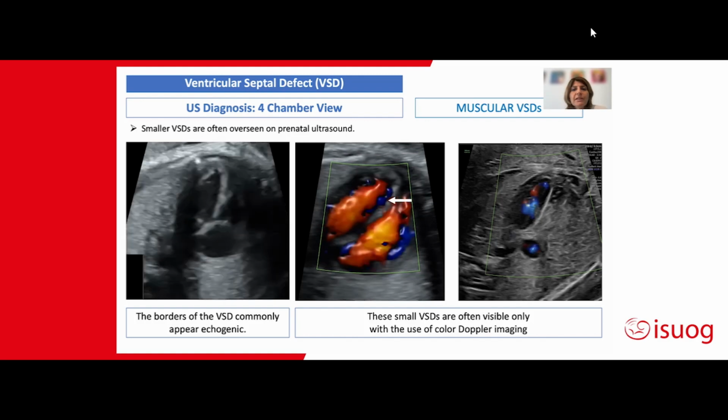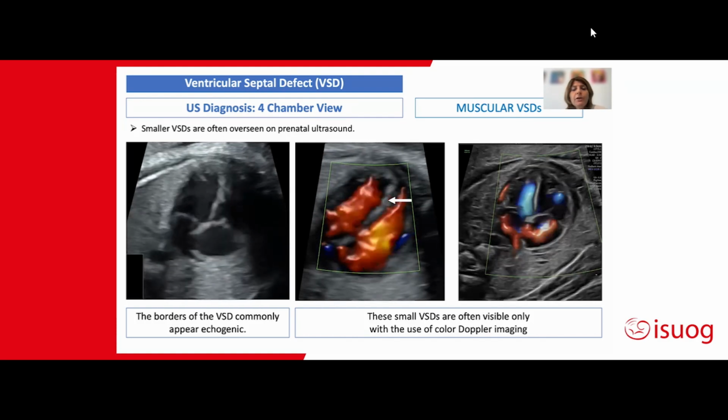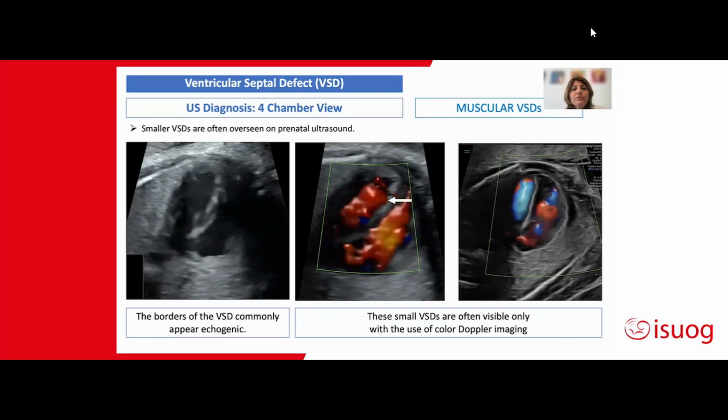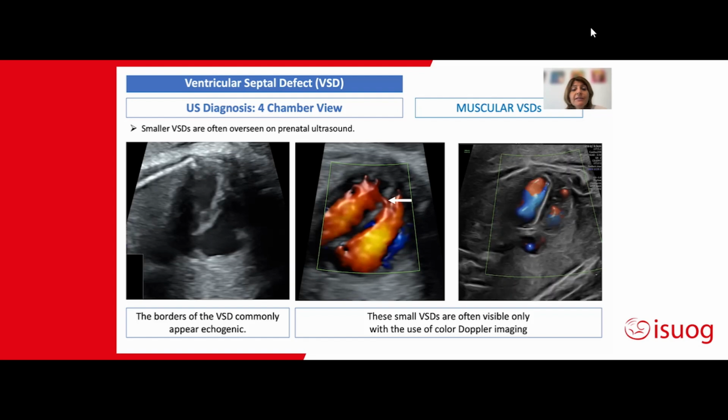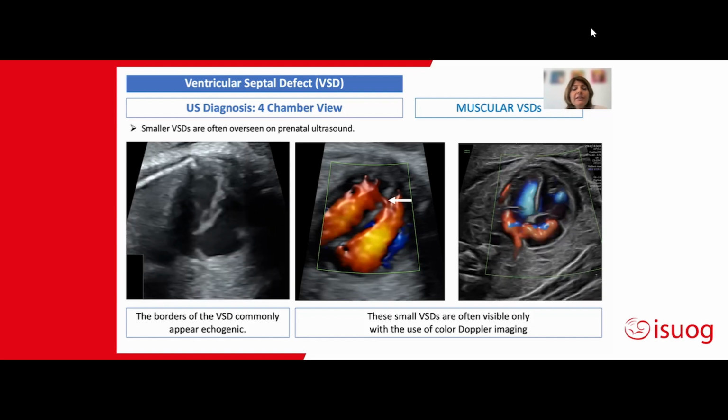This is not a big deal because they are usually not clinically significant. However, we have to pay attention because very often these defects are not true defects but artifacts. A hint of the presence of a true defect are the borders of the VSD, which are typically echogenic. These small VSDs are often visible only with the use of color Doppler imaging.